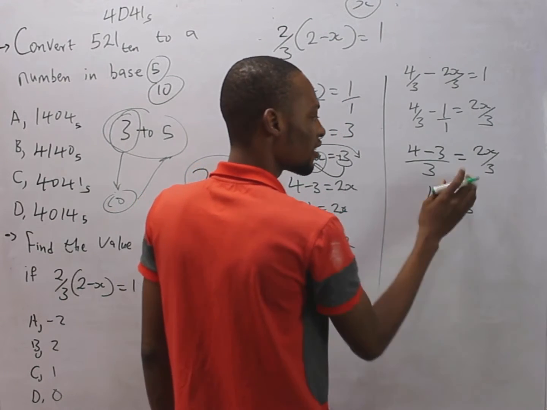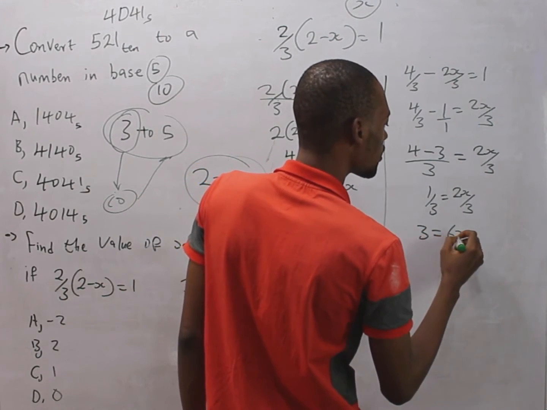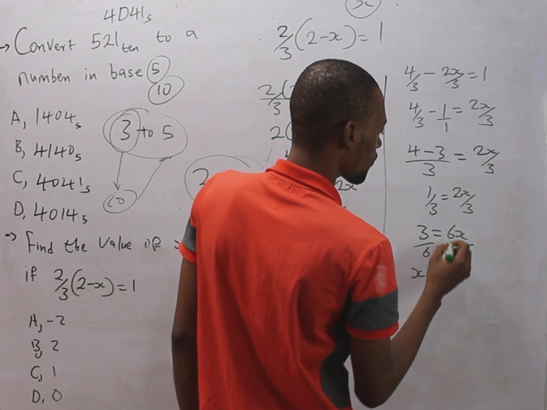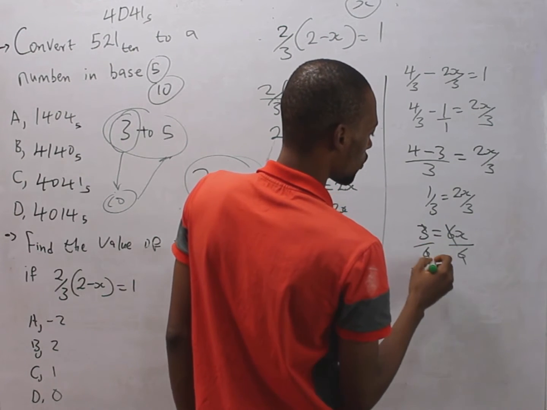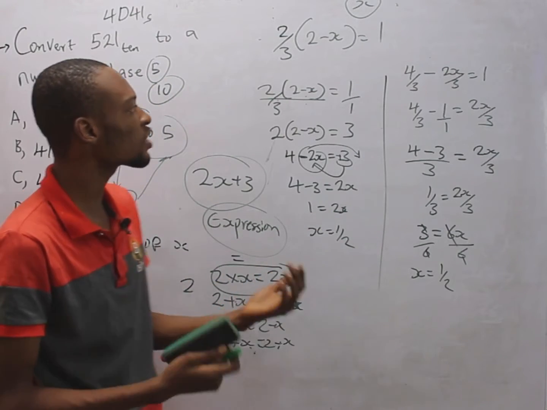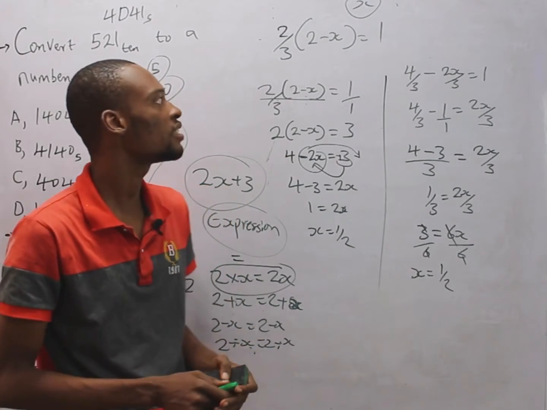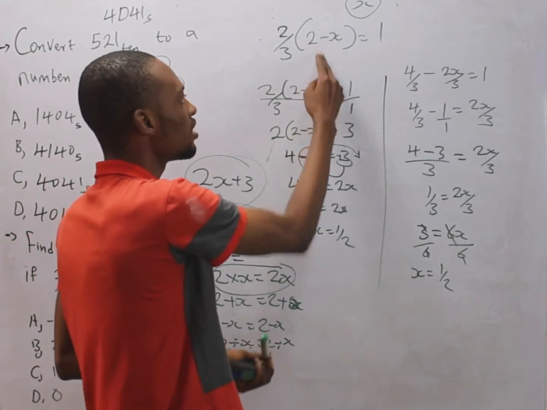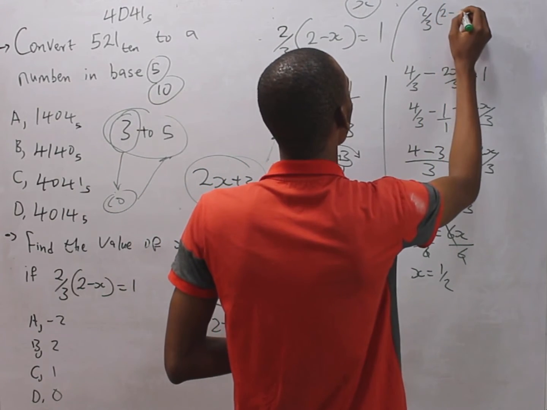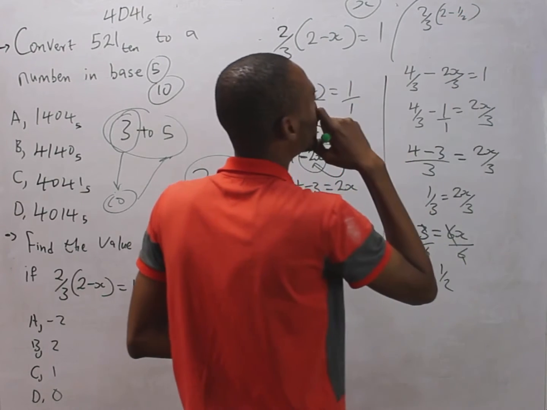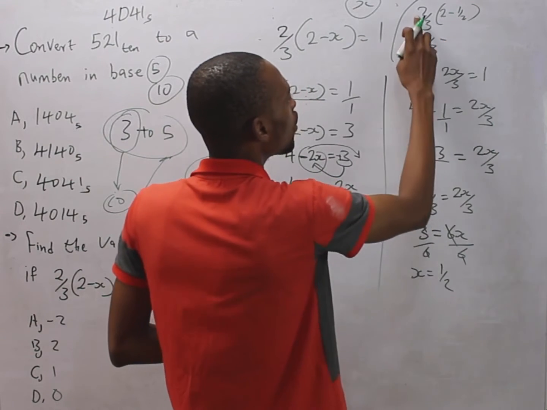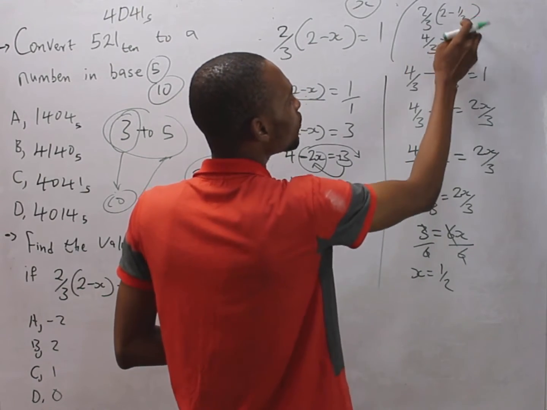We still cross multiply. 3 is equals 6s. Dividing both sides by 6, s is equals 1 over 2. So the value of s is 1 over 2. We can actually confirm if it is true. Let's see. If we put 1 over 2 here, it becomes 2 over 3 times 2 minus 1 over 2, that is 2 over 3 times 2 is 4 over 3 minus 2 over 3 times 1 over 2.